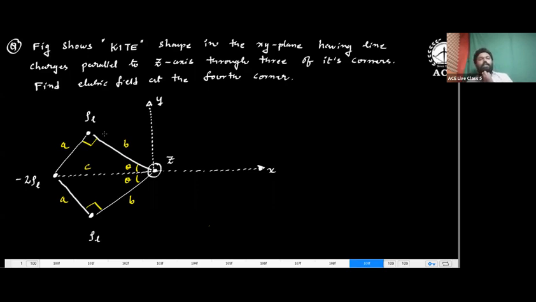I want to find out the electric field at the fourth corner, means here. What happens to the electric field there? A little bit of vector approach you need to follow. Yes, how do you do that? What we know, how is the electric field?